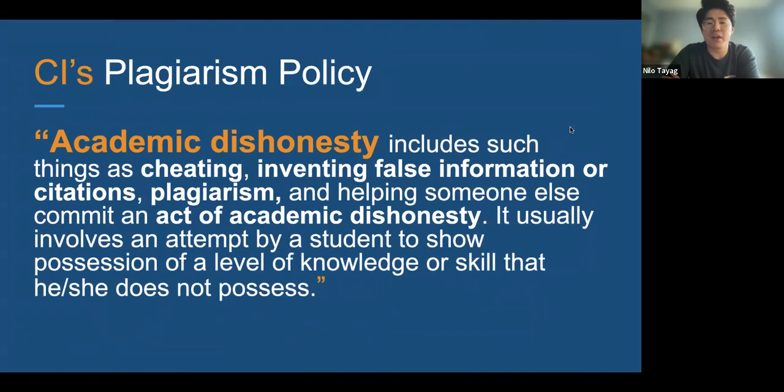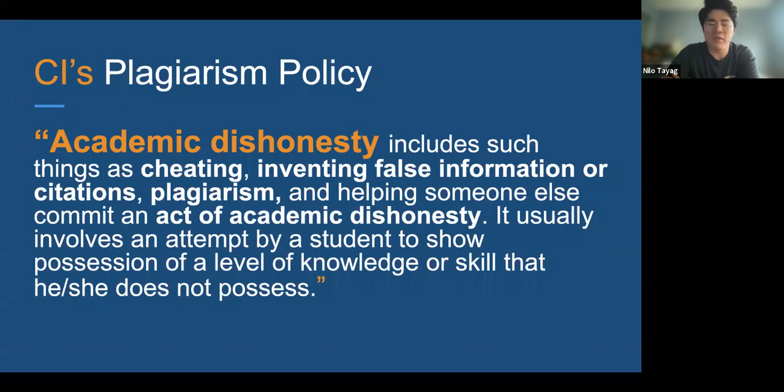The plagiarism policy here at CSUCI, put simply, is don't do it. But let's go over more detail, right? So plagiarism goes under academic dishonesty, which also includes cheating, inventing false information or citations, or plagiarism, as we've gone over. It usually involves an attempt by a student to show possession of a level of knowledge or skill that he or she does not possess.